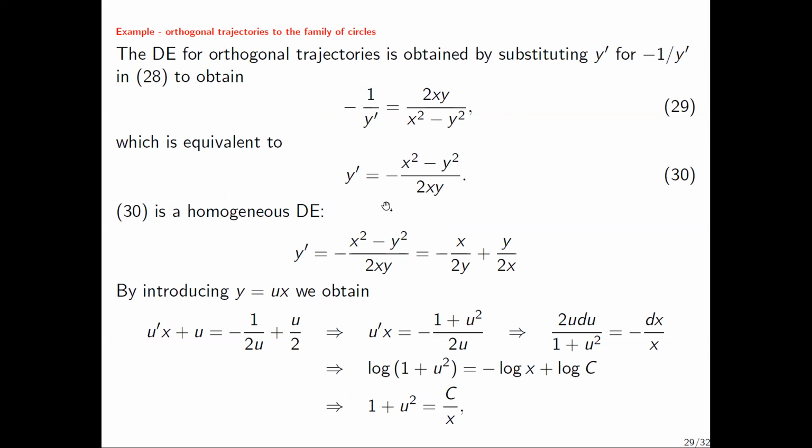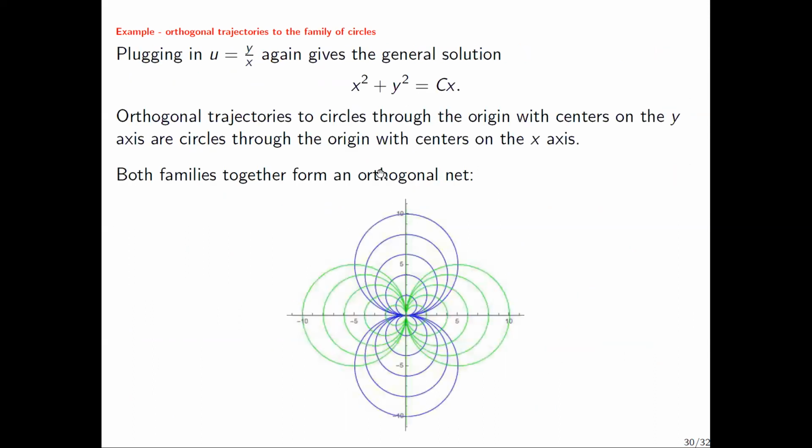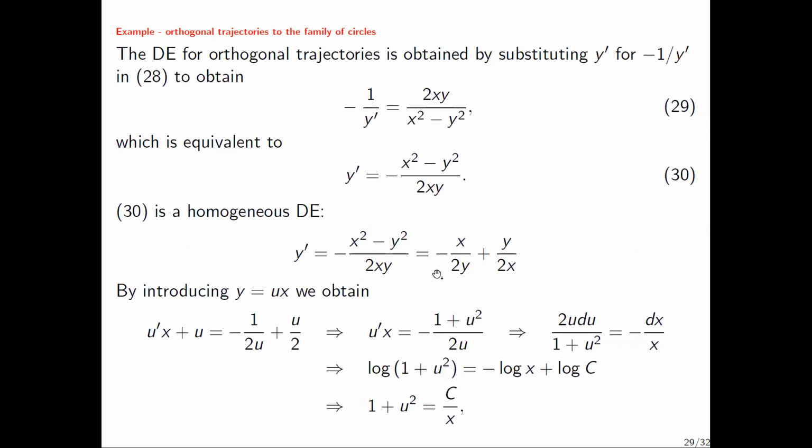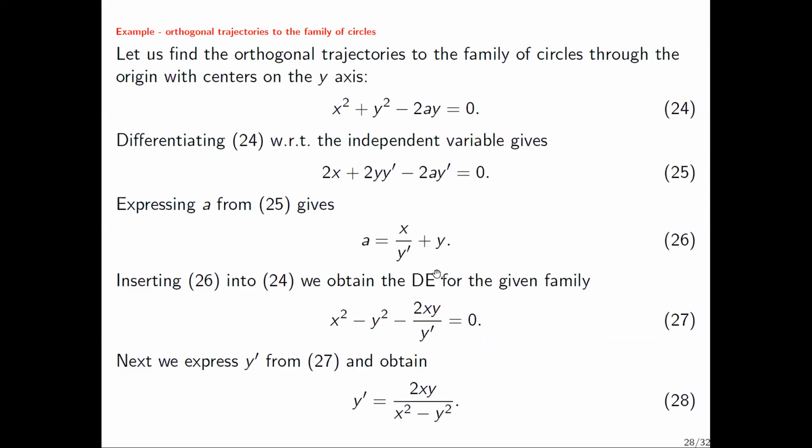And in this example, if we start with blue circles, we end up with those green circles. And so why is this an example of a homogeneous differential equation?